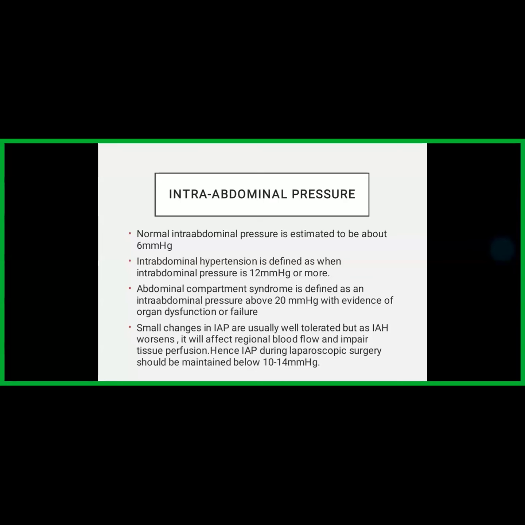So above 20 millimeters of mercury, at this level, there will be reduced perfusion of organs and organ dysfunction, such as hypoperfusion of the kidney, so you could have acute kidney injury as one of the complications of abdominal compartment syndrome. Then also, because of the splinting of the diaphragm with the excessive pressure, you could have respiratory compromise in these patients. Bowel ischemia could also be one of the complications. Small changes in intra-abdominal pressure are usually tolerated, but as the pressure gets higher, it worsens the regional blood flow, as I've said earlier.